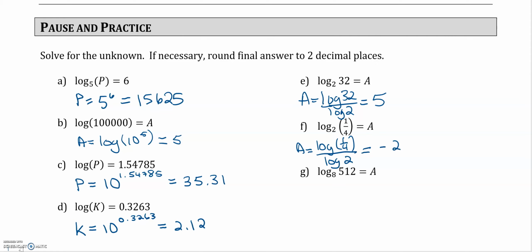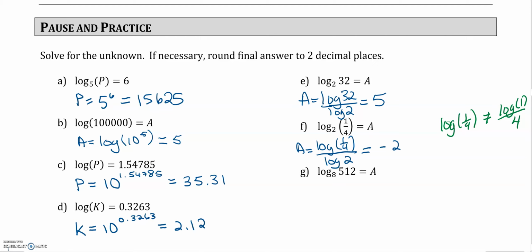One thing to note here is that when you're writing log of 1/4 in your calculator, make sure that the 1/4 is in the brackets, because log of 1/4 does not equal log of 1 divided by 4. If the full 1/4 is not in the brackets, that's how your calculator will see it, that you are dividing log of 1 by 4.